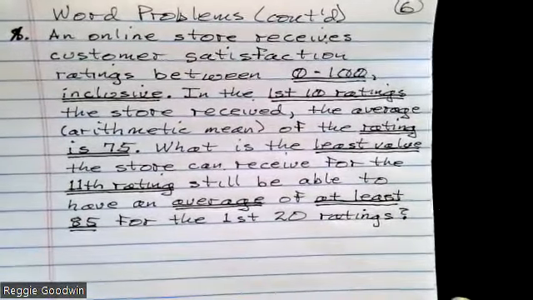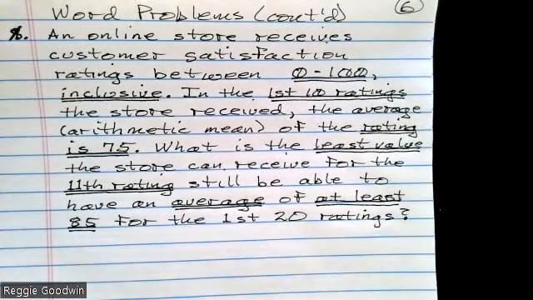And here is the word problem. An online store receives customer satisfaction ratings between 0 to 100 inclusive. In the first 10 ratings the store received, the average, arithmetic mean, of the rating is 75. What is the least value the store can receive for the 11th rating, and still be able to have an average of at least 85 for the first 20 ratings? Okay.